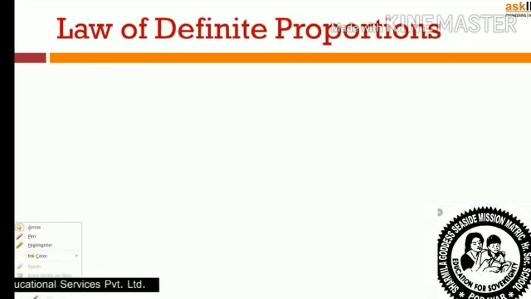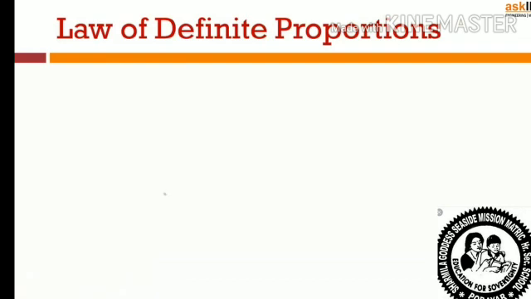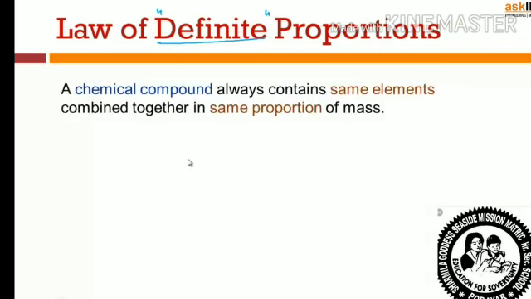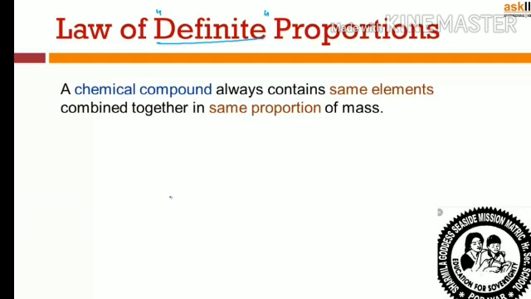The second is the law of definite proportions. So what does this law state? A chemical compound always contains the same elements combined together in the same proportion of mass. If you take any particular compound, irrespective of the source from which it is obtained, it always contains the same set of elements in the same ratio of their masses. Let's take an example to understand this law.